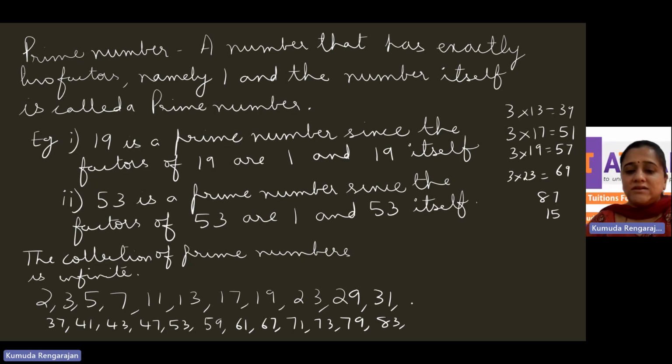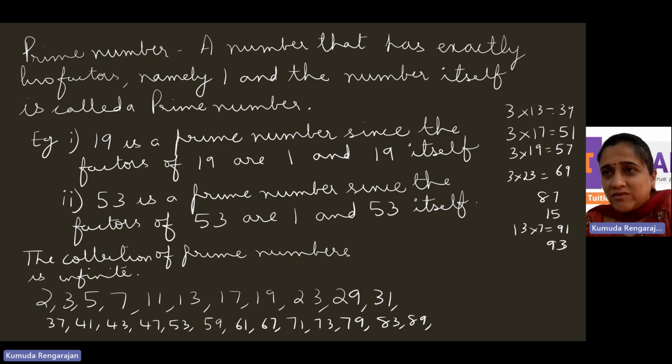Okay, 87. Then 88, 89, 90, 91. 13 7s are 91. 92, 93, table of 3. 9 plus 3 is 12, and 12 comes in the table of 3.